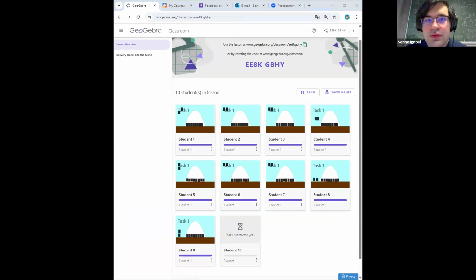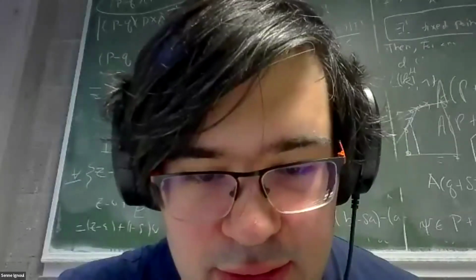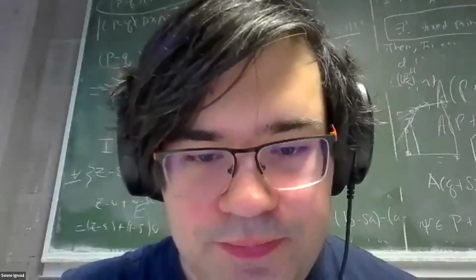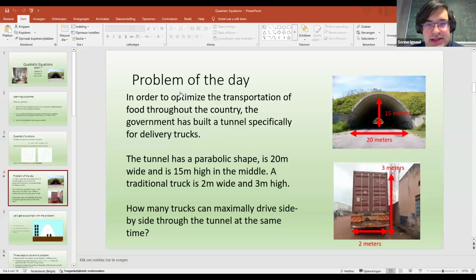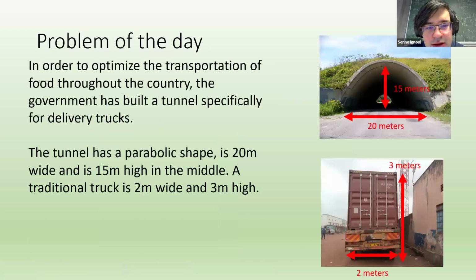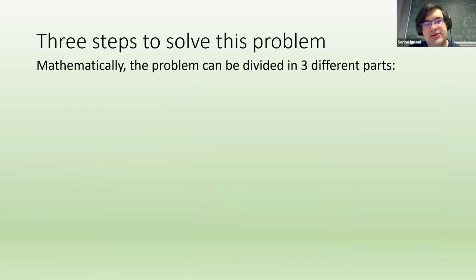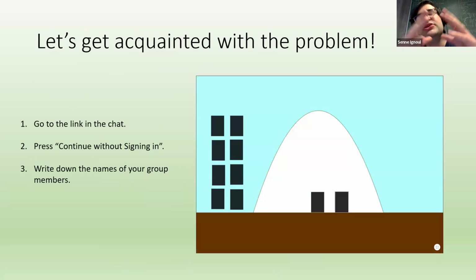Good. Then I want to share my slides again. So 8 is our answer. 8 trucks can fit into the tunnel at the same time. I quickly need to pause the lesson again, otherwise you maybe will not listen. So 8 is the right answer, but now the question is, how can we prove this mathematically?